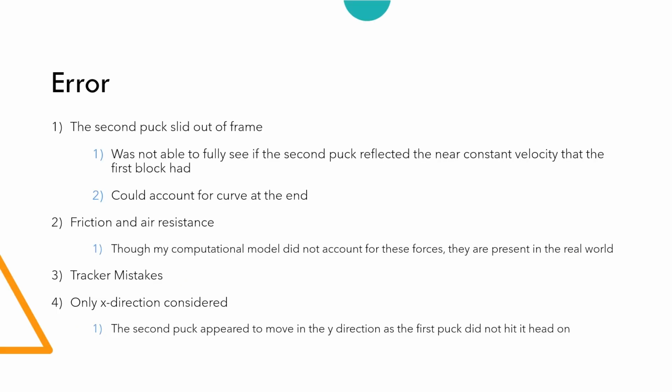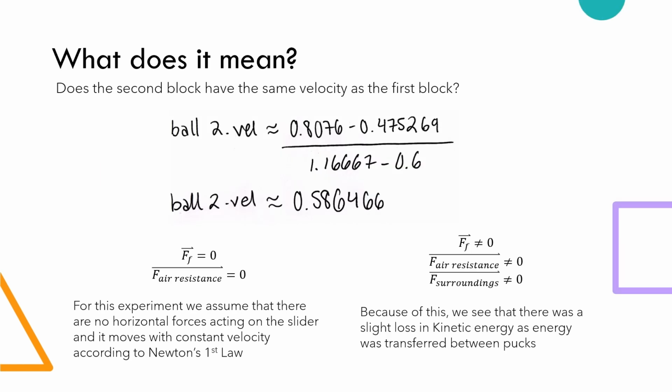But it wasn't fully an elastic collision because of these sources of error. First of all, the second puck slid out of frame, so I was not able to fully see if it reflected the near constant velocity that the first puck had, and it could account for that curve at the end. Also, friction and air resistance were there in the real world, and I couldn't completely consider them negligible. There could have also been Tracker mistakes, and only the x direction was considered, because we can see in the video the second puck appeared to move in the y direction as the first puck did not hit it completely head on.